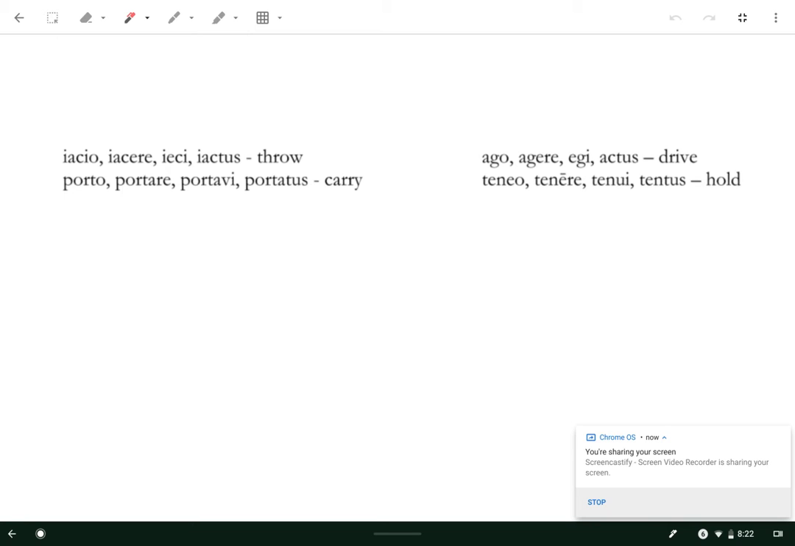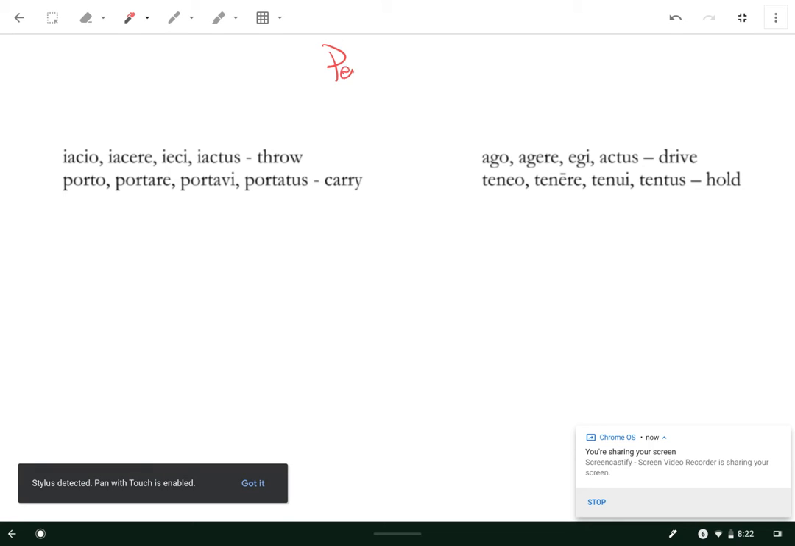Remember, the perfect passive participle is just the fourth principal part of any one of these verbs, right? This is the stuff we were working with last week. All right. That's all it is. And each participle is just a verbal adjective.